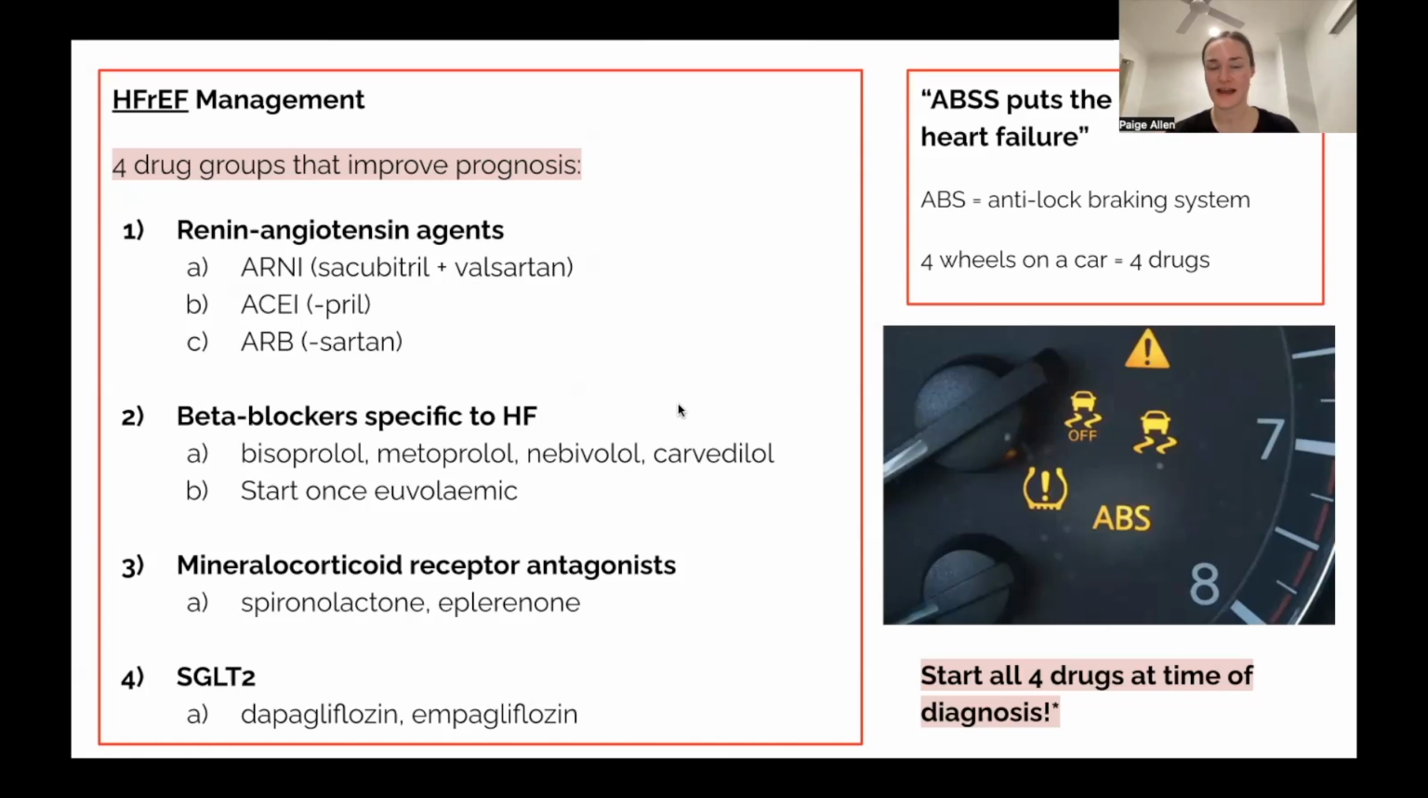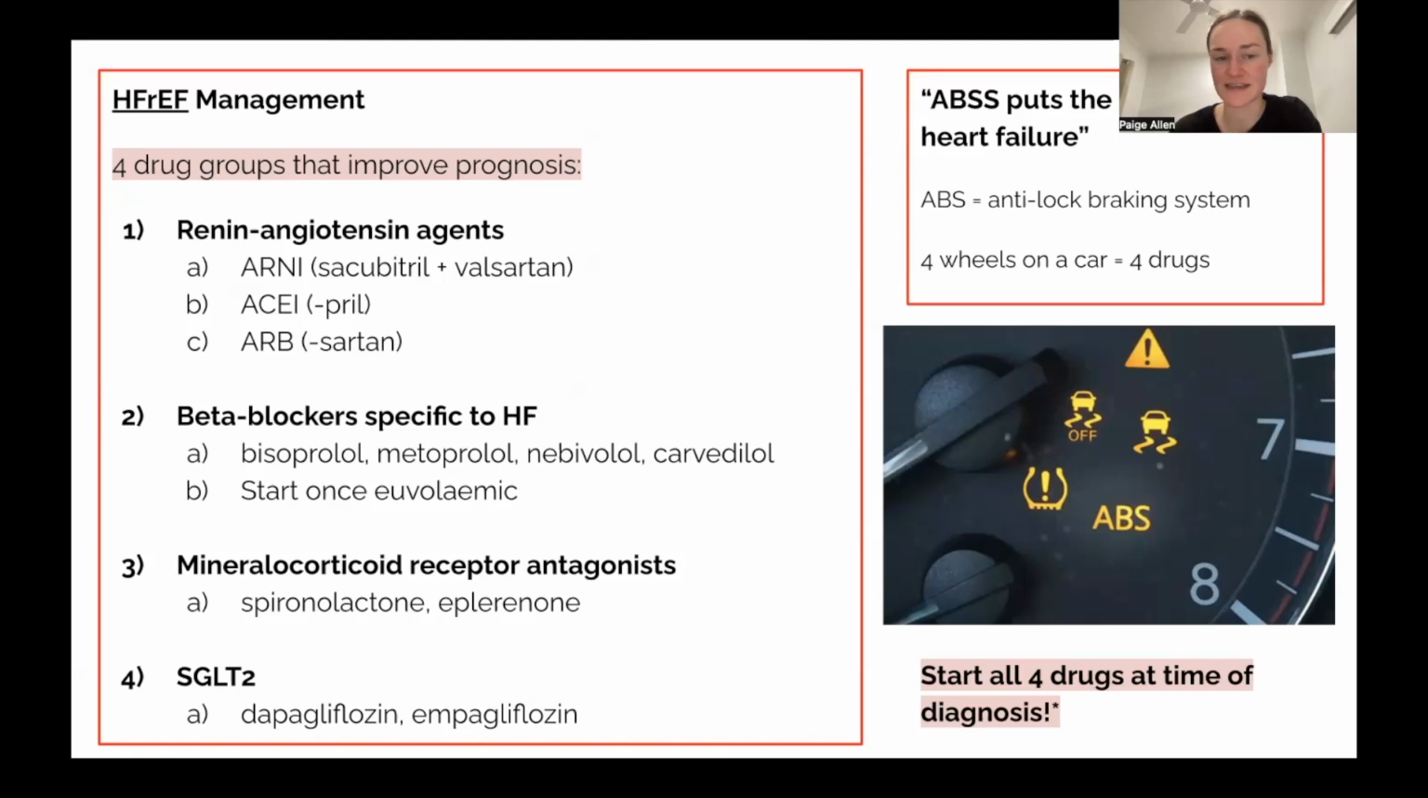The second group that actually helps to improve lifespan is beta blockers. But the specific ones for heart failure are the ones written there. So bisoprolol, metoprolol, nebivolol, and carvedilol. And those ones you should start once they are euvolemic, so that it doesn't tank their blood pressure and then slow down their heart rate. But the benefit of beta blockers is it slows the heart rate enough so you can get better ventricular filling and stronger contractions. The next group is the mineralocorticoid receptor antagonists.